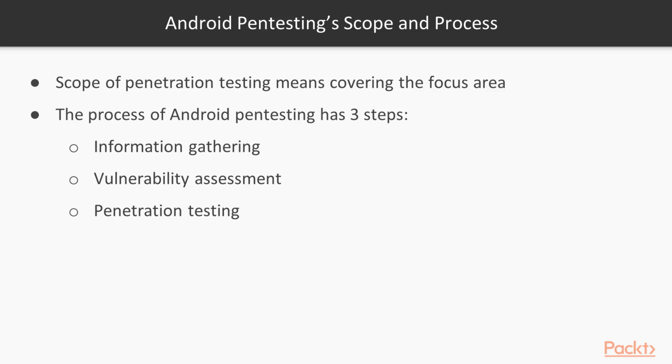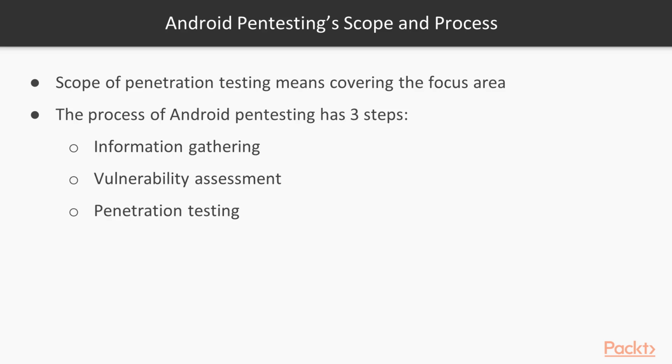Second is vulnerability assessment. Vulnerability assessment means, first of all, performing various attacks on that particular Android application and listing all the loopholes available in the application. That is called vulnerability assessment. So we need to analyze the Android application, see what vulnerabilities are available inside it, and then create a list, so that we can perform penetration testing according to those vulnerabilities which we have found in the vulnerability assessment step. That is the second step.